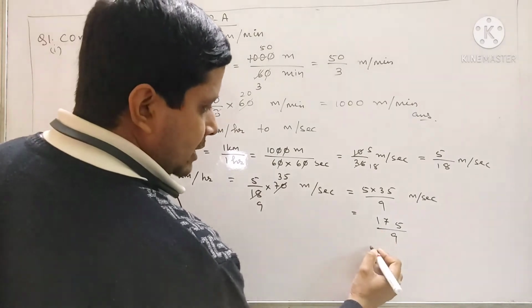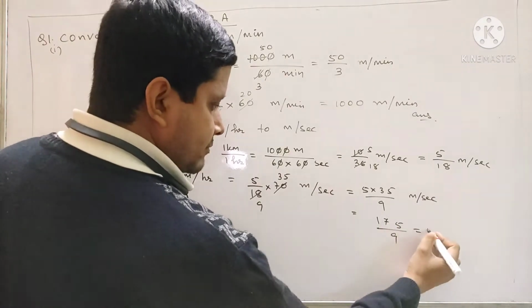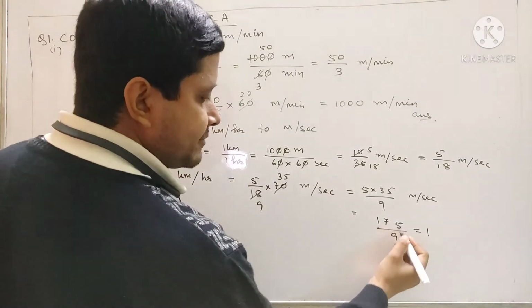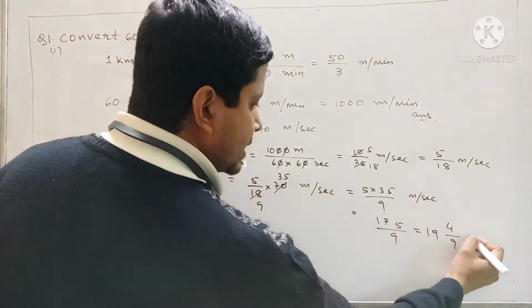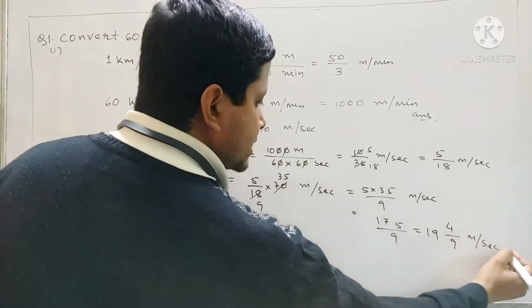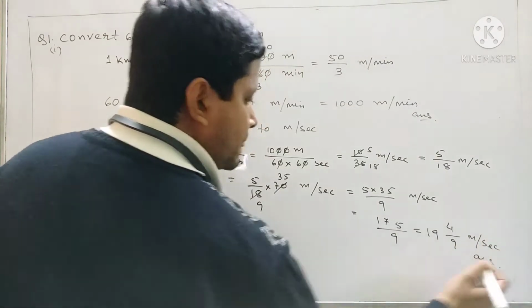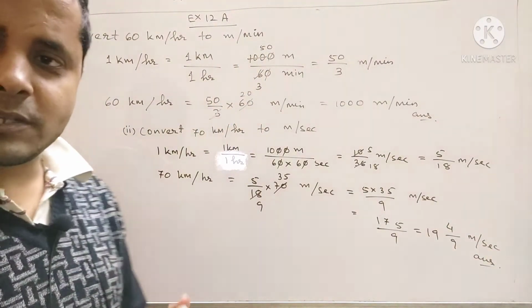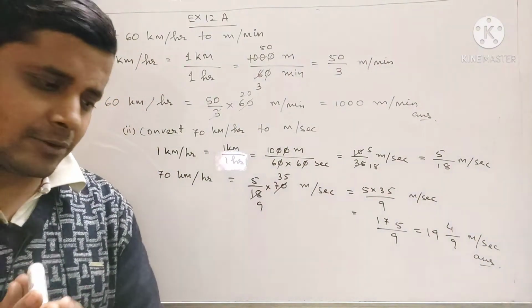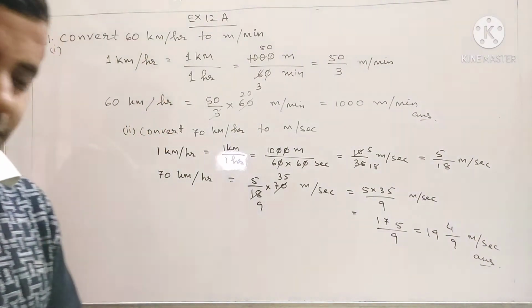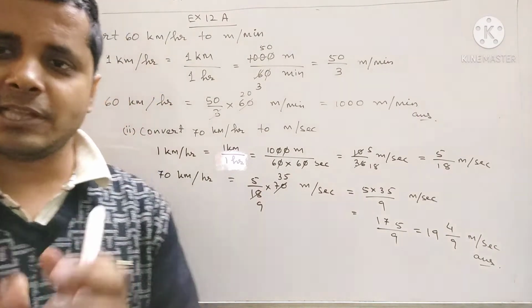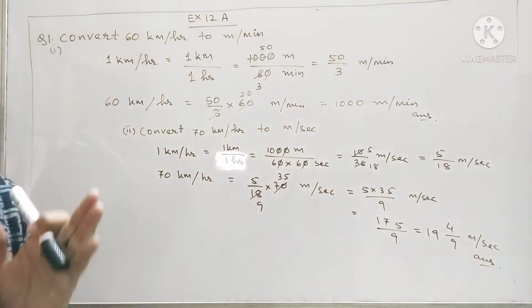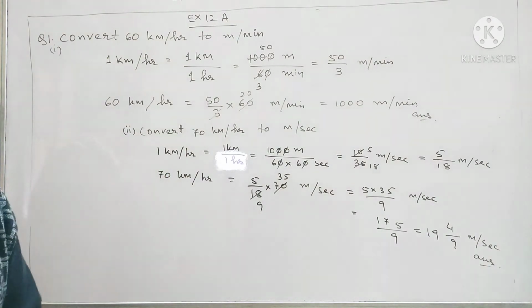So now we will convert it into a mixed fraction. 9 1s are 9, remaining 8, 85, 9 9s are 81, remaining 4. So 19 4 by 9 meter per second. This is our answer. So students, isn't it very simple to convert from one unit to another unit? Okay. Should we solve the next one? Let us see the next question. You can take a screenshot or note it in your copy now.